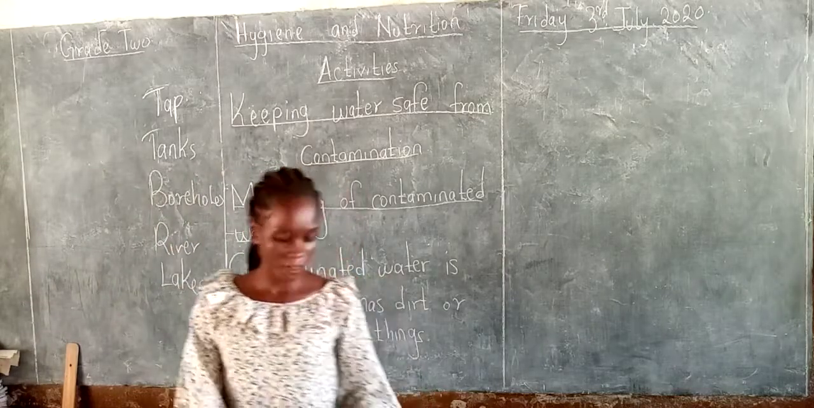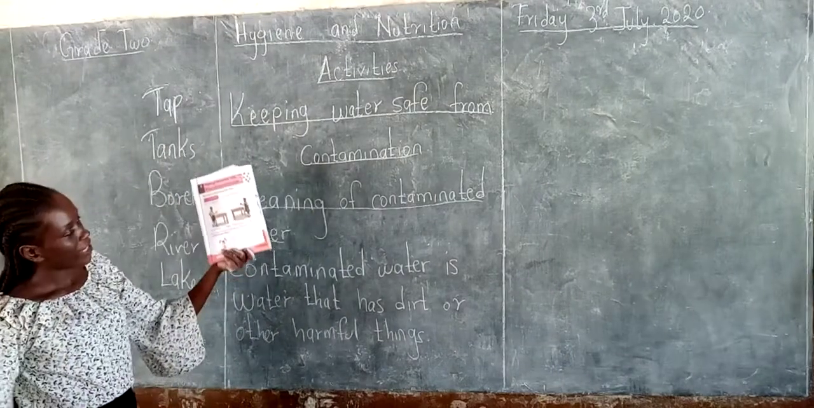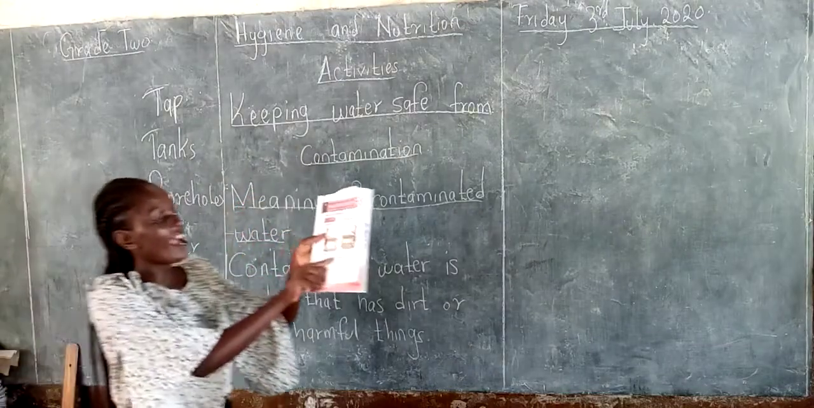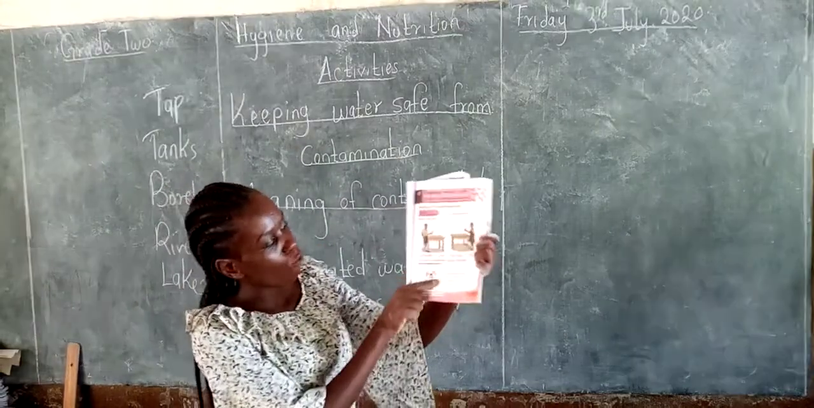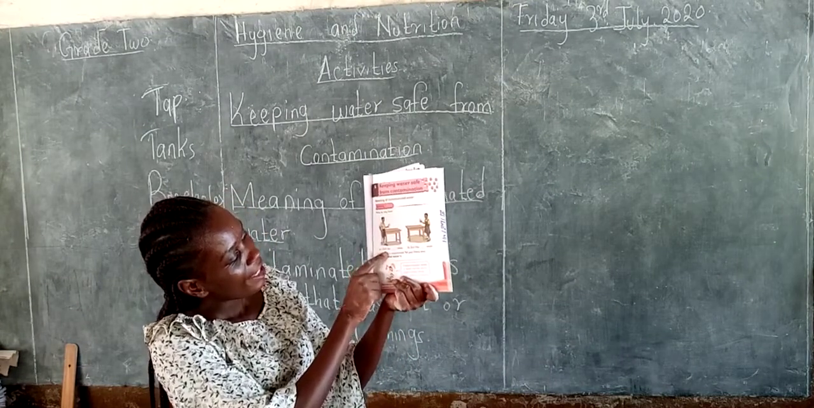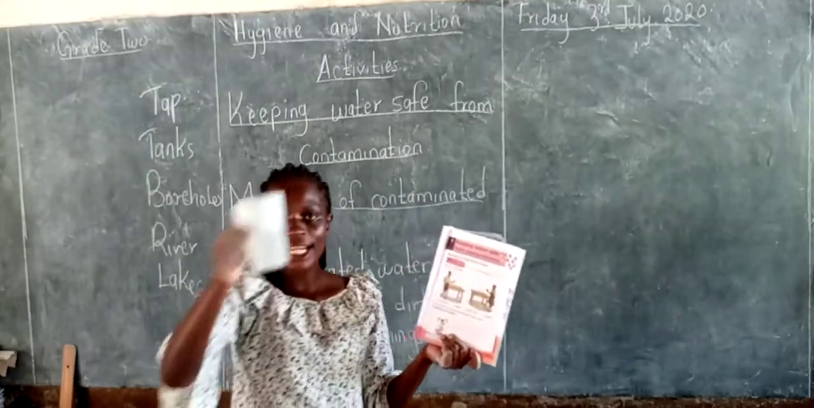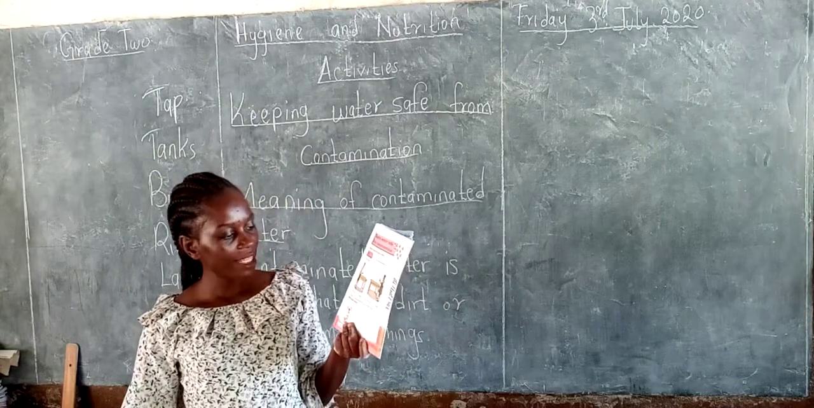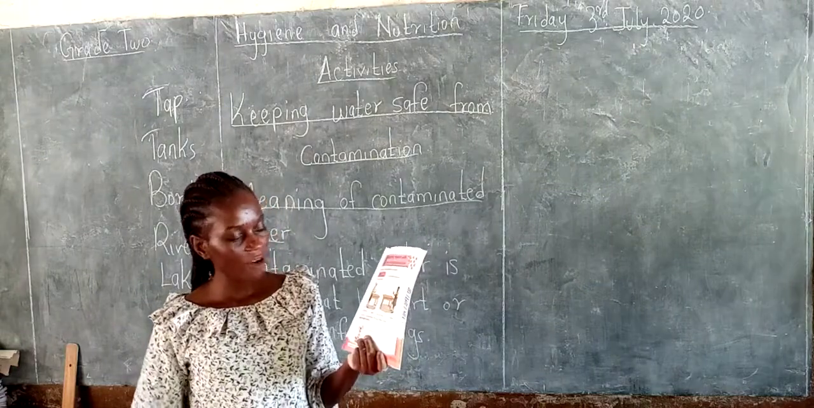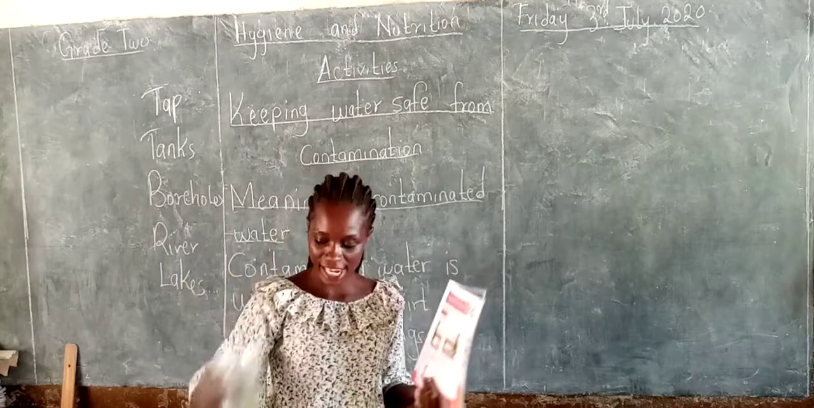So if you have your textbooks, go to page 41. Yes, you'll see we have two pupils. Both of them are holding a glass of water. The first boy is called Zach, and he has clean water. And the girl is called Zuri. She's holding a glass of dirty water. So we say Zuri has contaminated water.